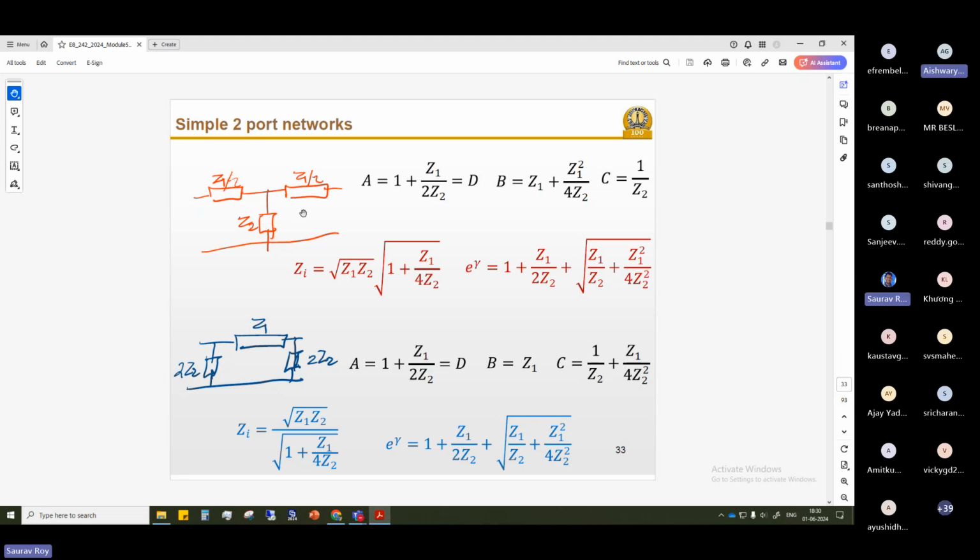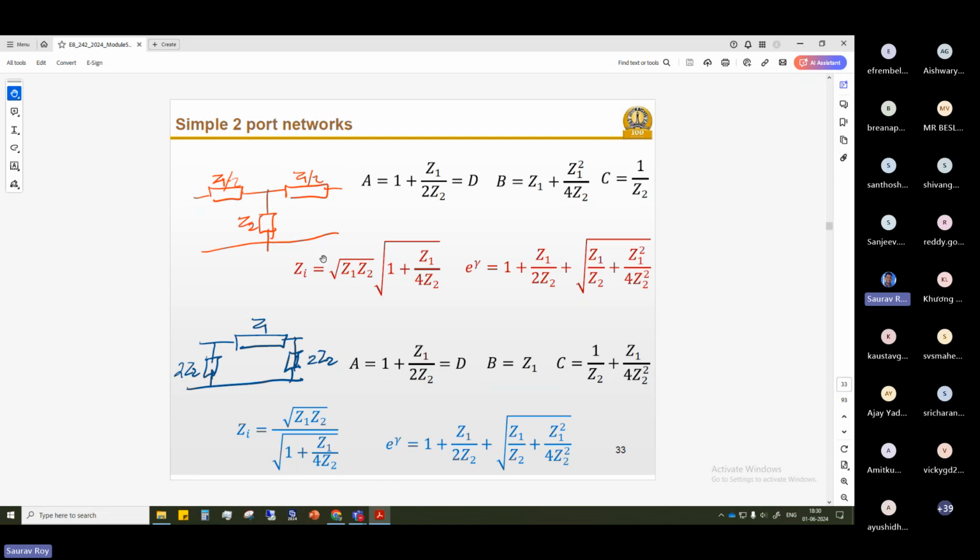The T network and pi network are two alternate options, and you can implement any one of them. In both cases, you can follow the previous equations to calculate ABCD. ABCD you can very easily calculate using these elements from voltage and current, with KCL and KVL analysis.